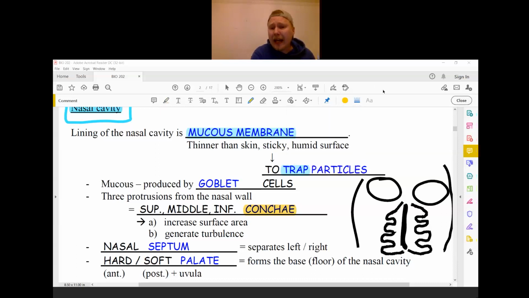They actually serve a twofold purpose for us in the respiratory system. Of course, we have our most superior, middle, and inferior ones. First of all, they increase the surface area. The importance of increasing the surface area comes from the function of the nasal cavity and the mucous membrane there, which is to catch as much of the air as possible and filter it.